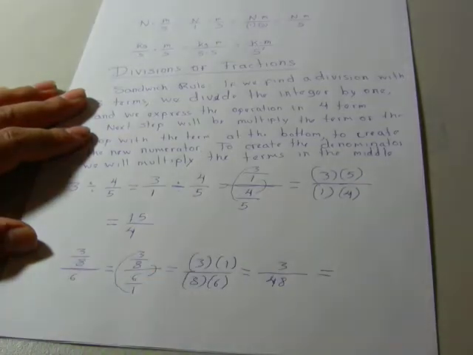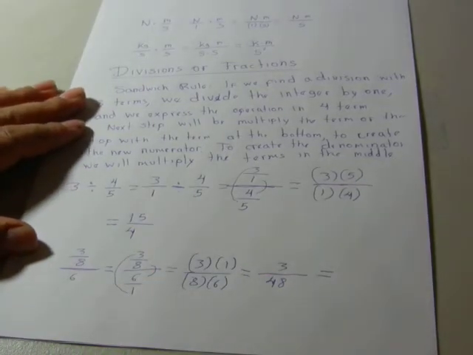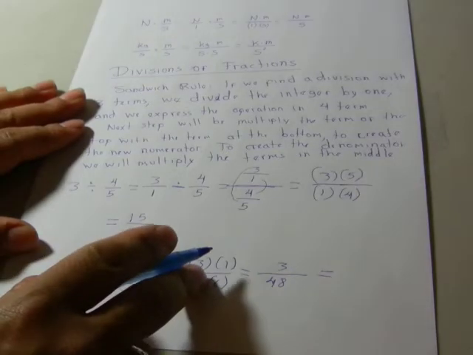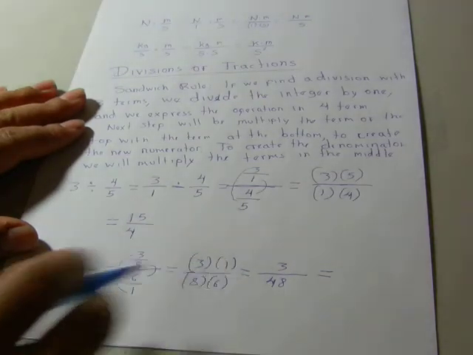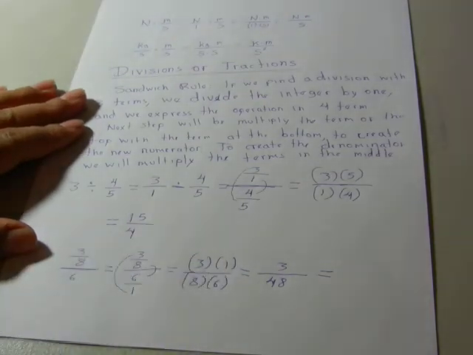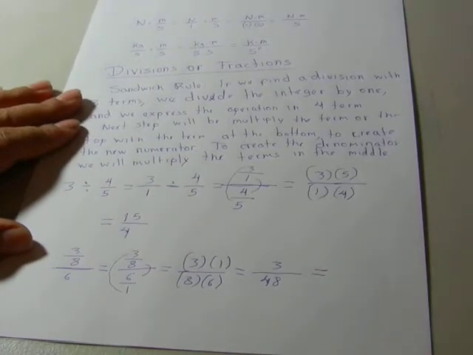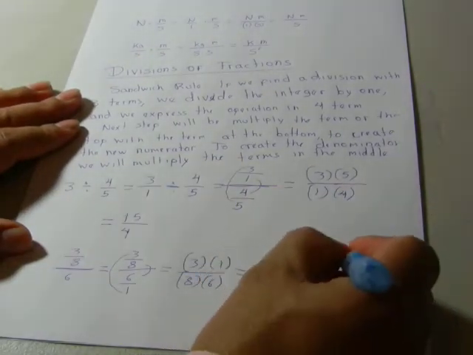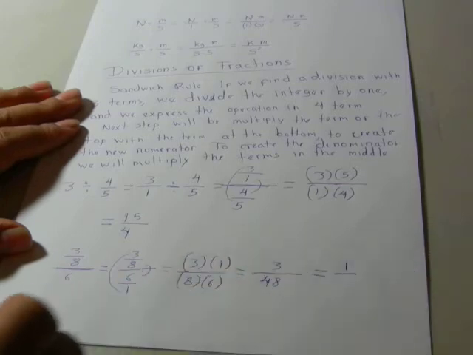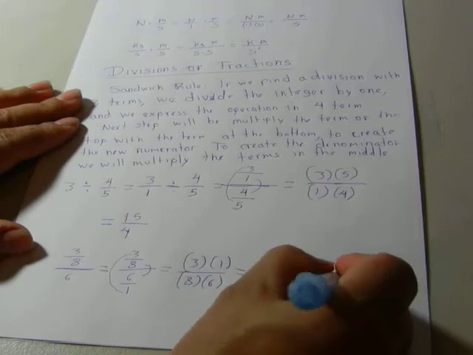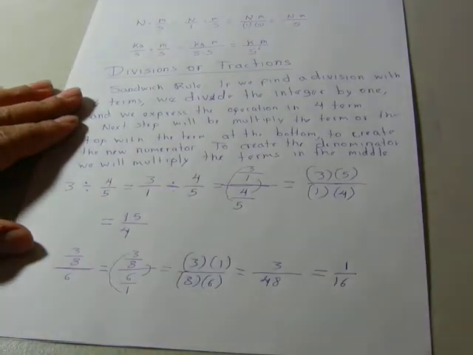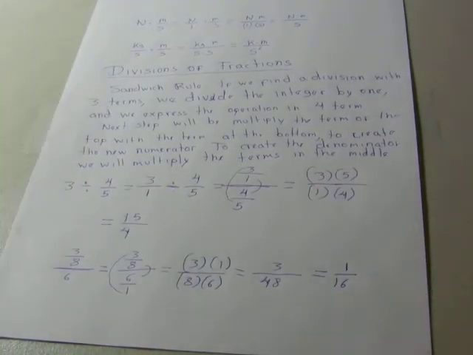We can simplify. Let's try dividing by 3. It's going to give me 1, and this is going to be divided by 3 as well, so let's see. This is going to give me 16. That's correct.